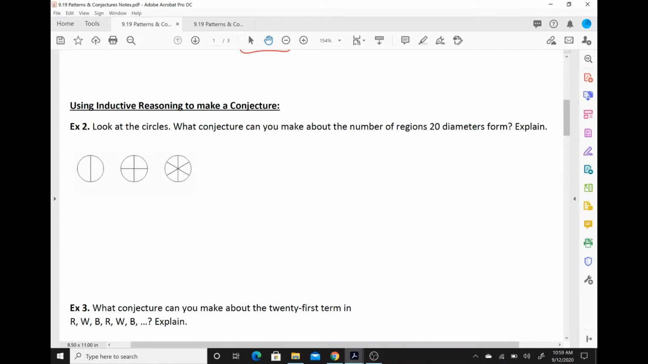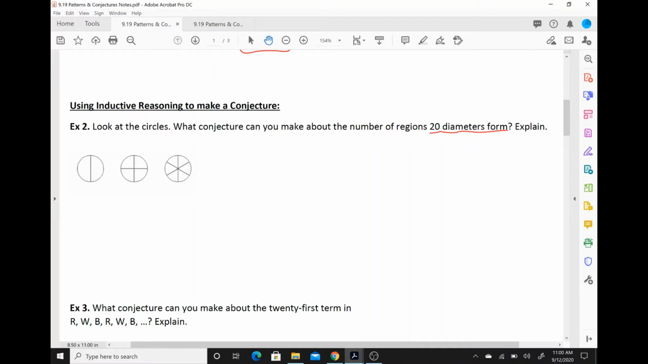This one says, use inductive reasoning to make a conjecture. So inductive reasoning is taking a specific example and expanding it into a general rule. That's kind of what we've been doing already. We're taking specific examples and extending them into the future. Look at the circles. What conjecture can you make about the number of regions that 20 diameters form?